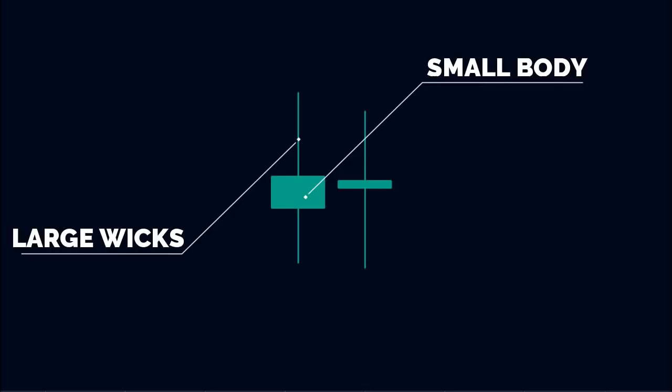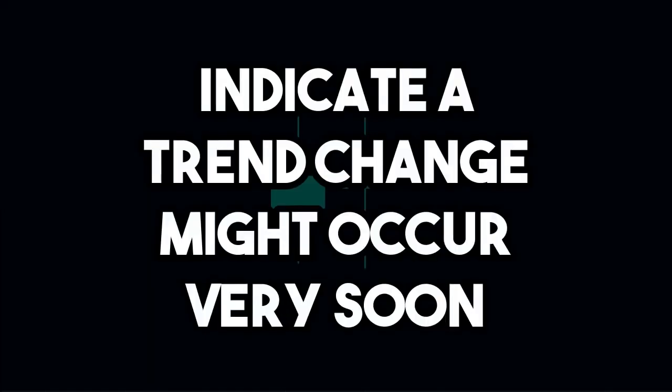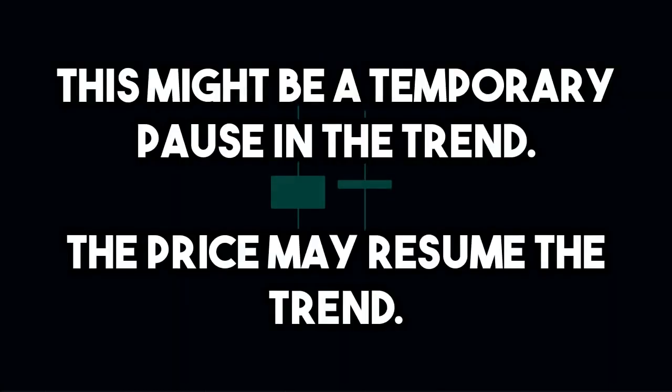And lastly, as the trend starts to exhaust, we see these doji candles. These doji candles have a very small body and large wicks on both the sides. This indicates that the previous trend has completely exhausted, and the buyers and sellers are currently on a tight tug-of-war for dominance. Hence, these doji candles indicate a change in trend might occur soon. Although, this might just be a temporary pause in the trend, and the price may resume the trend. So this is how to read Heikin Ashi candles.